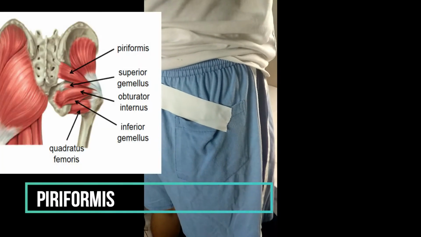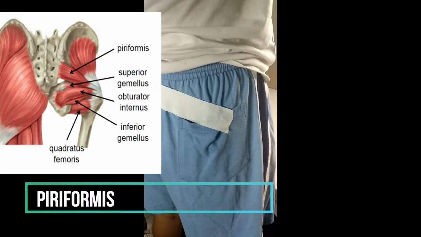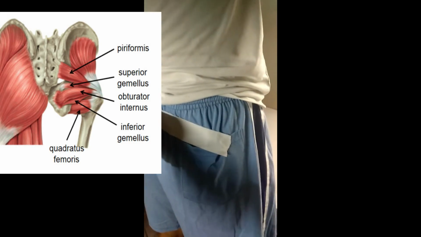Piriformis. Origin: sacrum. Insertion: greater trochanter. So this is the sacrum, the origin, and the insertion is in the greater trochanter, which is here.